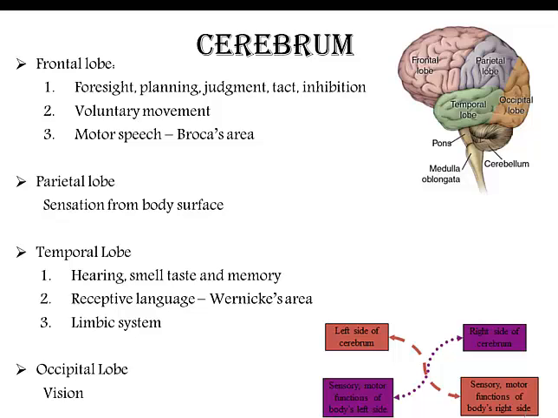When we refer to a patient acting frontal, we're referring to them being impulsive. Now, the parietal lobe. Parietal lobe has to do with somatosensory, sensation from the body surface, including pain, temperature, touch, texture, and proprioception. The temporal lobe has to do with hearing, smell, taste, and memory, and receptive language.